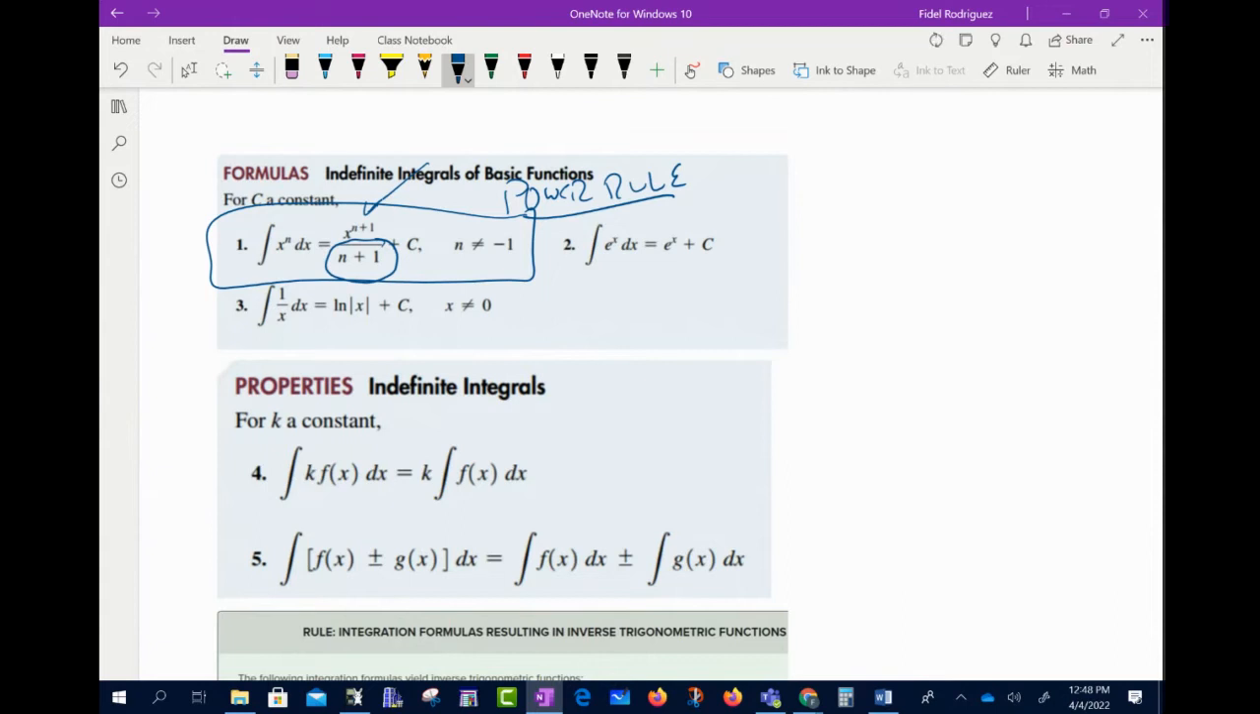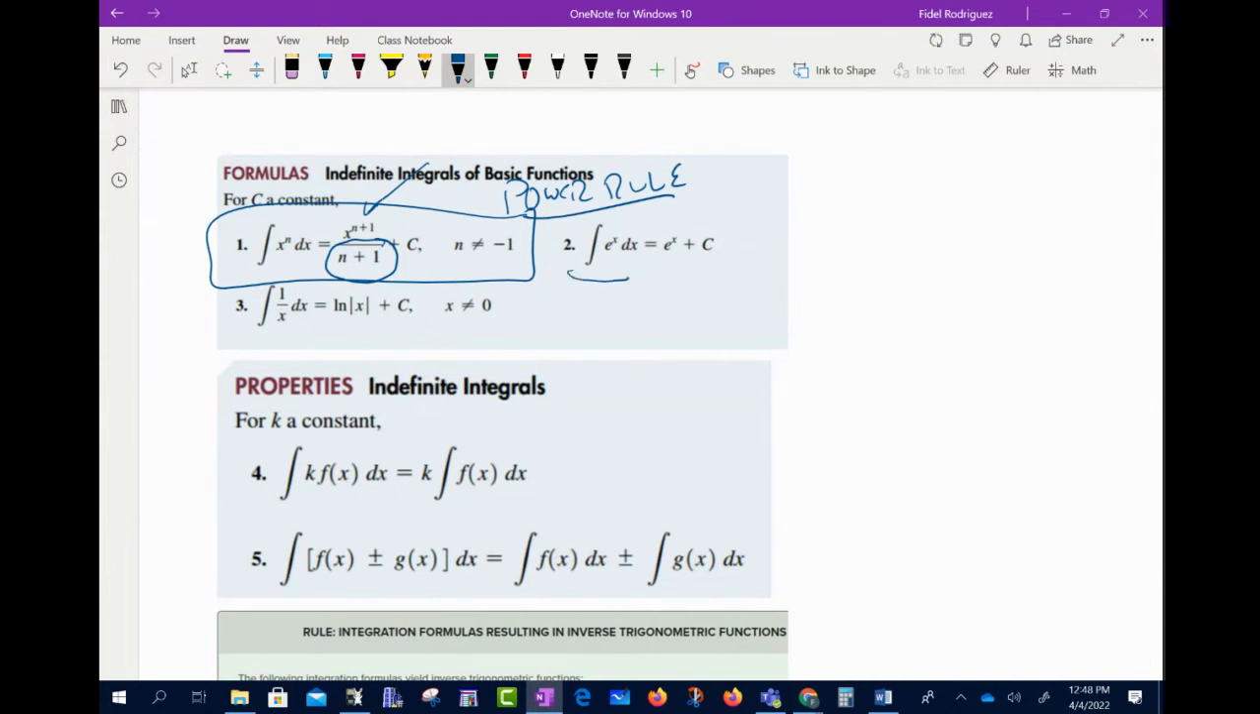So again, if before we would multiply by our exponent and then subtract 1 from it, the opposite idea of doing that is instead of subtracting 1 from the exponent, add 1 to it and divide everything by that new exponent, which is the n plus 1.